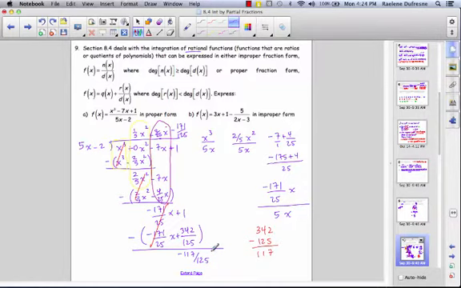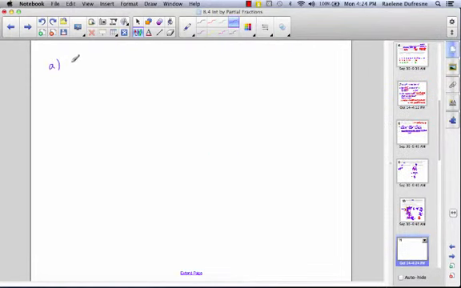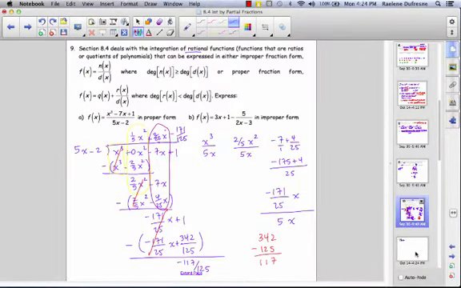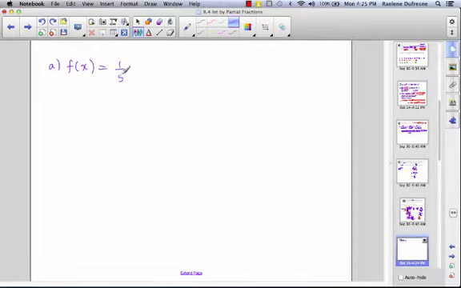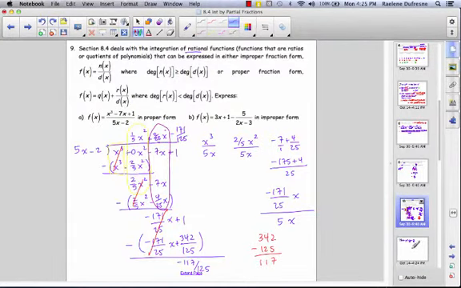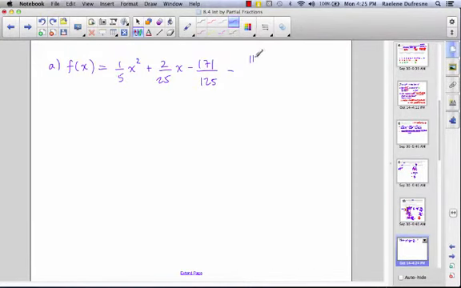And so I'm going to rewrite f of x from part A in proper fraction form as 1/5 x squared plus 2/25 x minus 171 over 125, plus a remainder which is negative, so minus 117 over 125, divided by the denominator of 5x minus 2.